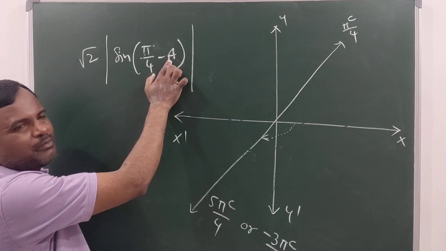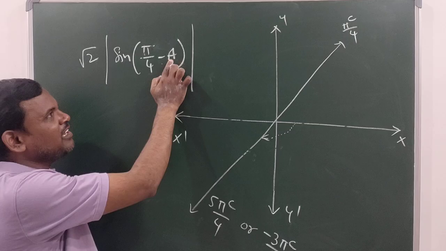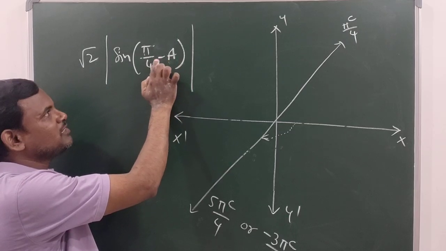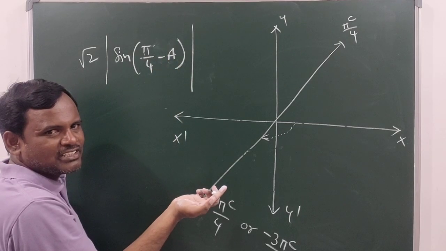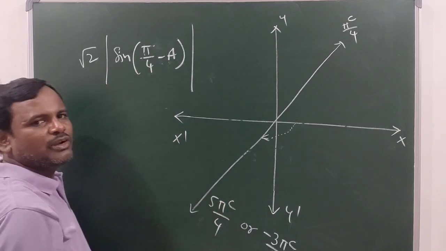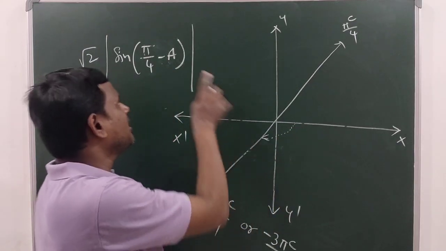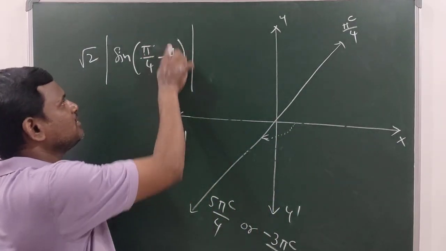Minus 45. Here minus of minus. If you assign A equal to minus 45, that minus into this minus is plus. 45 plus 45, 90. Sin 90 is 1, positive. So that you get positive. Take any angle from this side and assign for A and simplify.